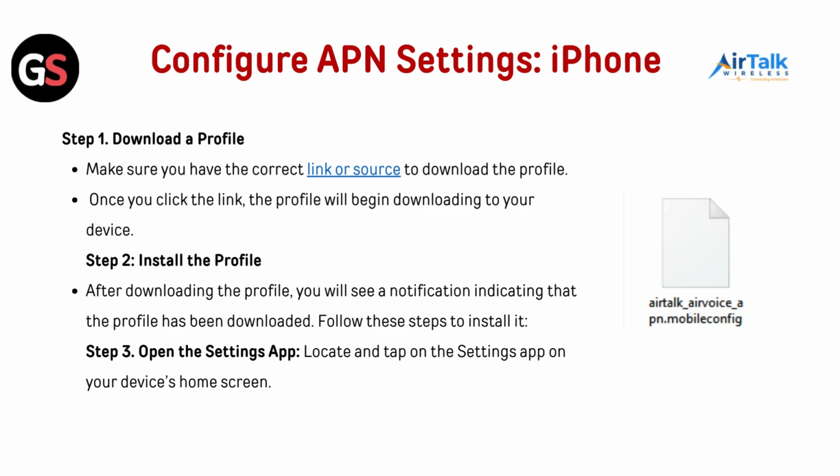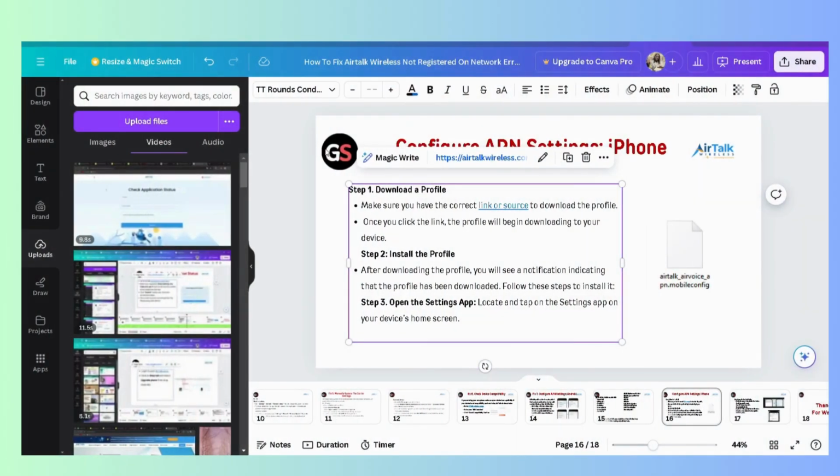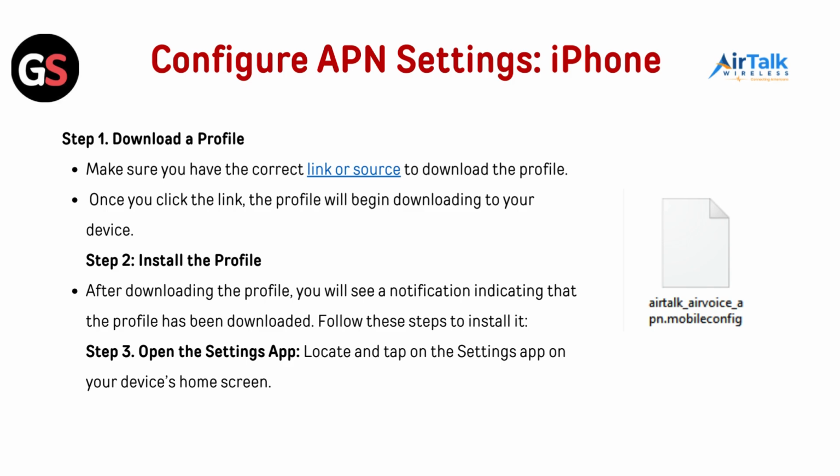Configure APN settings for iPhone. Step 1. Download a profile. Make sure you have the correct link or source to download the profile. Once you click the link, the profile will begin downloading to your device. Step 2. Install the profile. After downloading the profile, you will see a notification indicating that the profile has been downloaded. Follow these steps to install it.